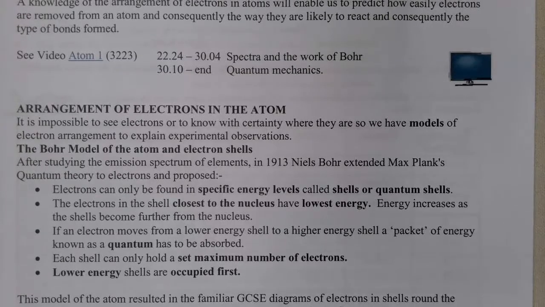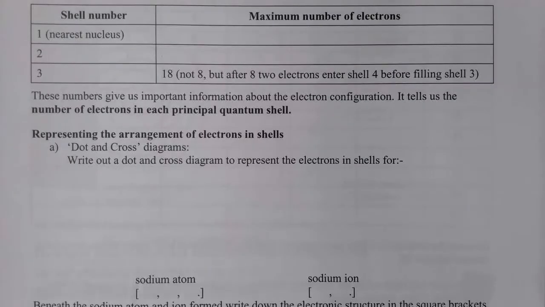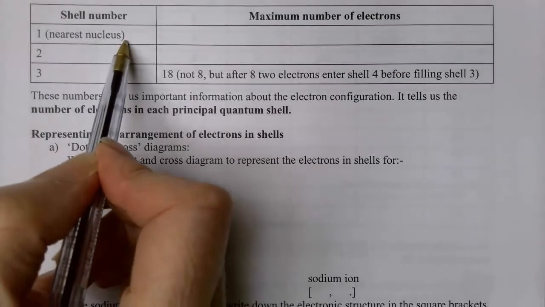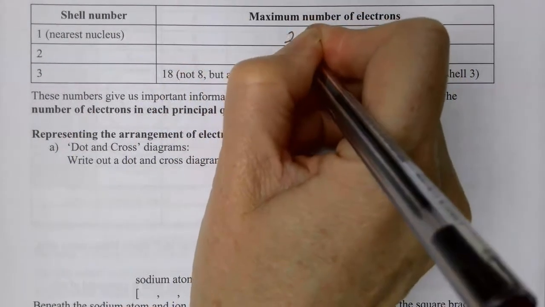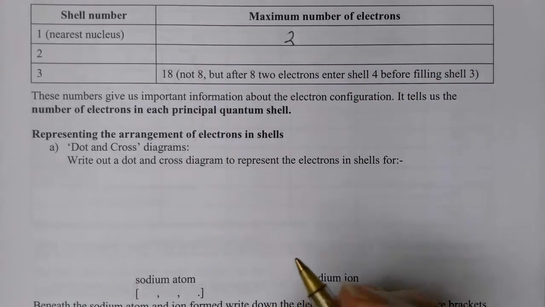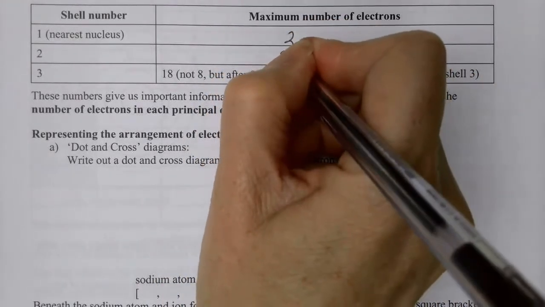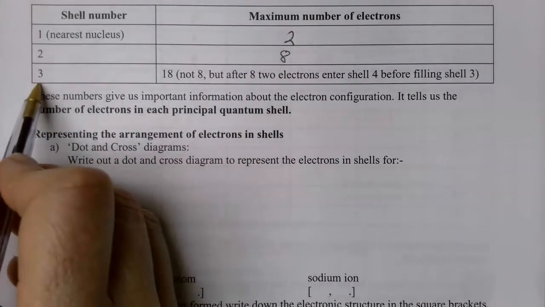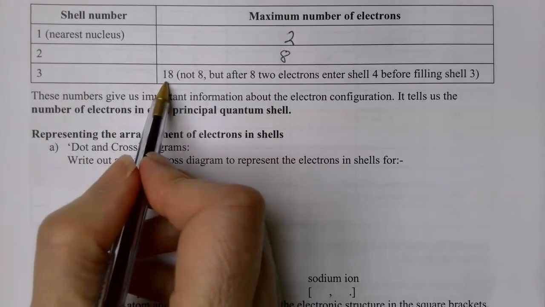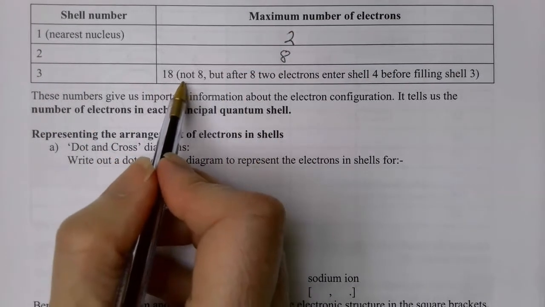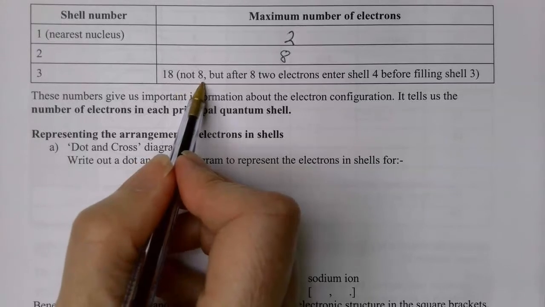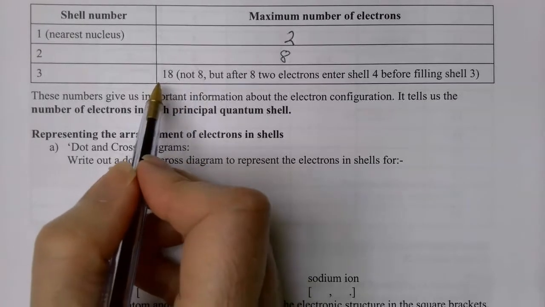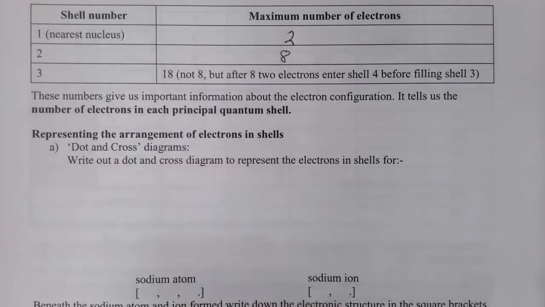And electron shells can only hold a maximum number of electrons. So in shell 1, the one nearest to the nucleus, we can get a maximum of 2 electrons. In the next shell, shell 2, we can only have 8 electrons. In shell 3, we can take 18 electrons. Not 8, so some of you will have learned 8, but actually it's 18. But they do fill in a slightly different order, and we'll go through that later on.